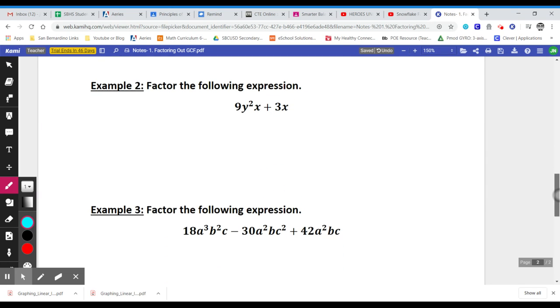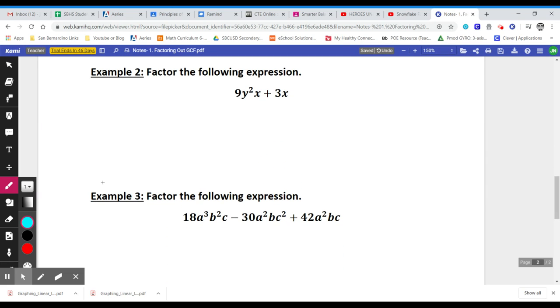Okay, we'll do a couple more examples and then I'll call it a day and I'll let you guys work on your assignment. So example number 2, we have to factor the expression 9y squared x plus 3x.